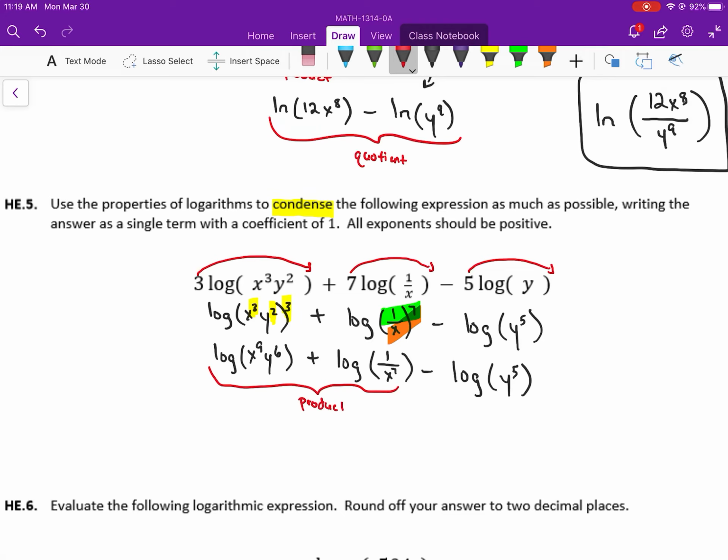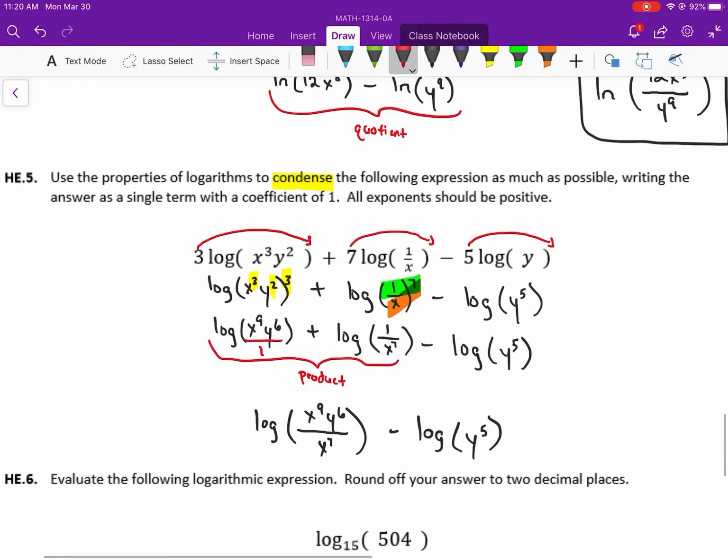Now we need to work with a couple more of my properties here. Okay, so I see that addition there. That is the product property. So we have, and now we are multiplying by a fraction here, so it will come in handy to go ahead and put that over 1. So I can do numerator times numerator, denominator times denominator. All right, so we're going to combine that as log of x to the 9th, y to the 6th, over x to the 7th, minus log y to the 5th.